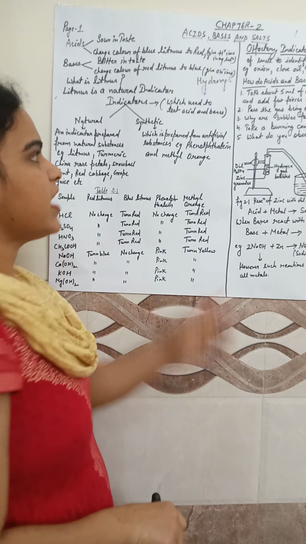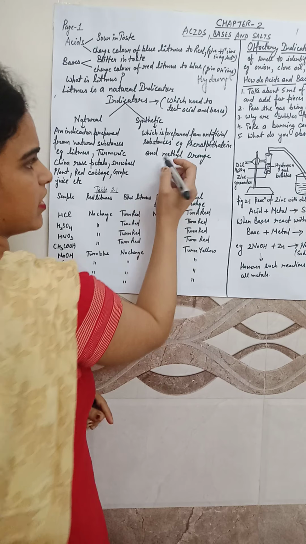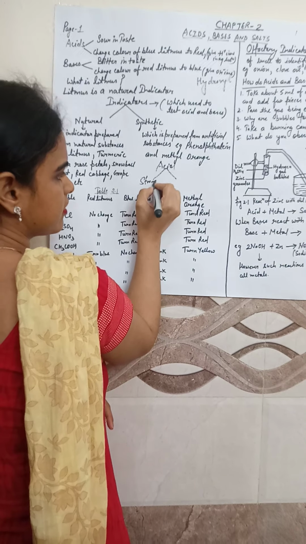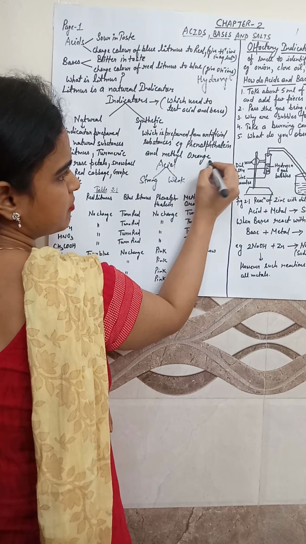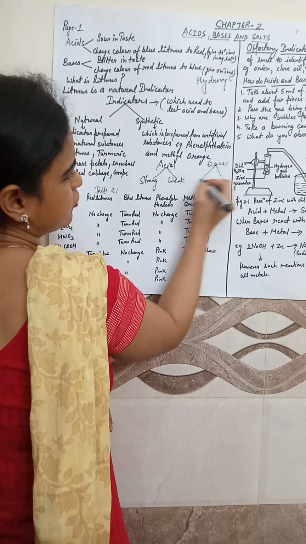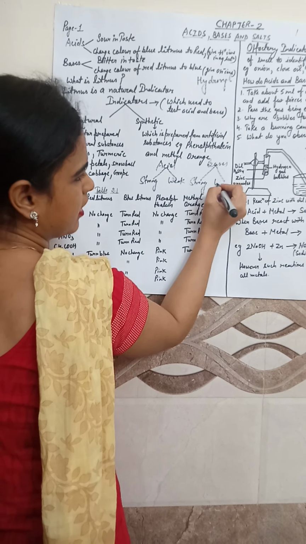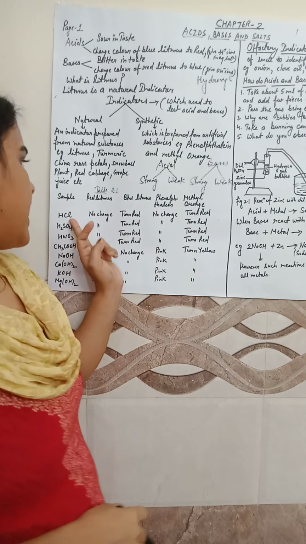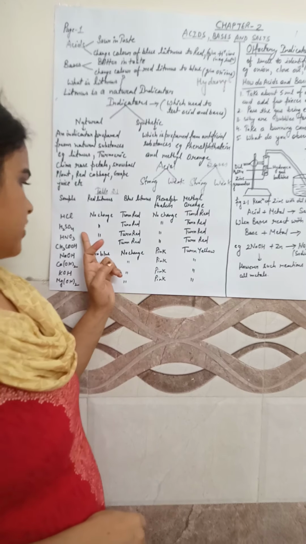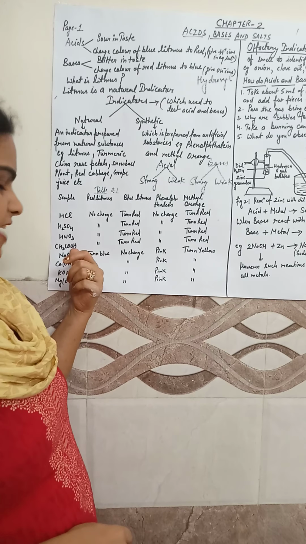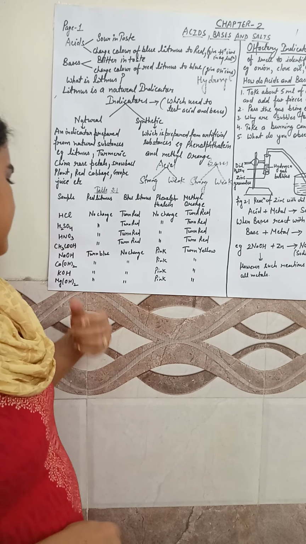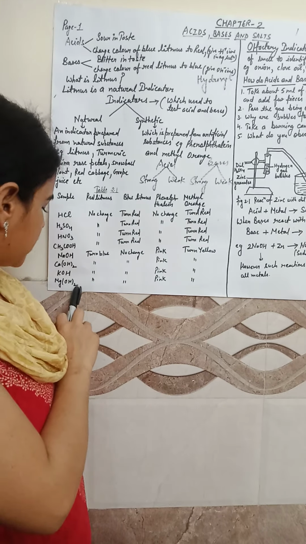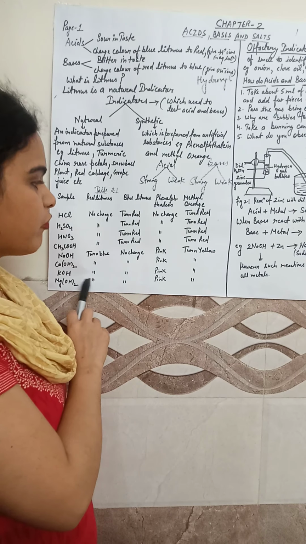Now acids are further categorized into two types, strong acids or weak acids. Similarly bases are strong or weak. Among the acids, HCl is a strong acid, H2SO4 is a strong acid, and CH3COOH, acetic acid, is a weak acid. Similarly NaOH and KOH are strong bases, and Mg(OH)2, magnesium hydroxide, is a weak base.